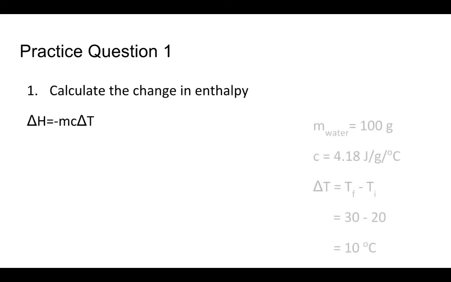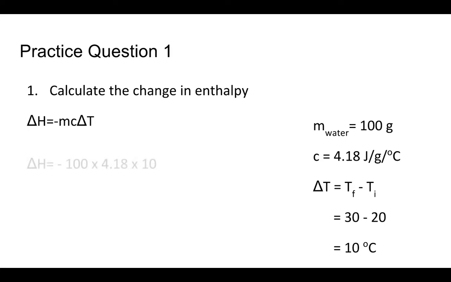The first step in the process is to calculate the change in enthalpy. So that's using our ΔH equals negative mcΔT, where the mass of water for this example was 100 grams. The specific heat capacity of water is constant at 4.18 joules per gram per degree Celsius. And ΔT, the change in temperature, is equal to the final temperature minus the initial. In this particular instance, the change in temperature was 10 degrees Celsius.